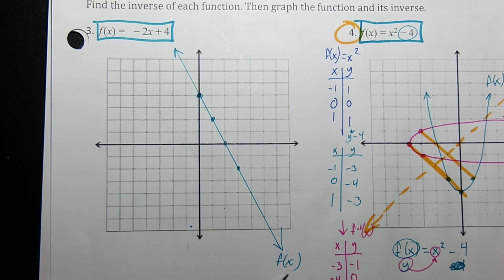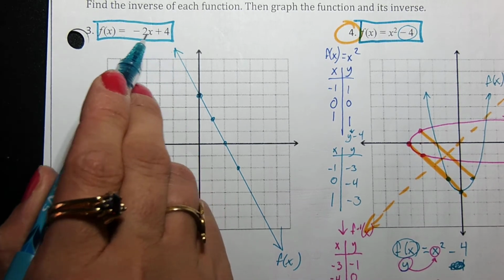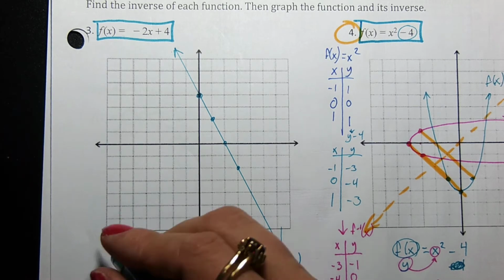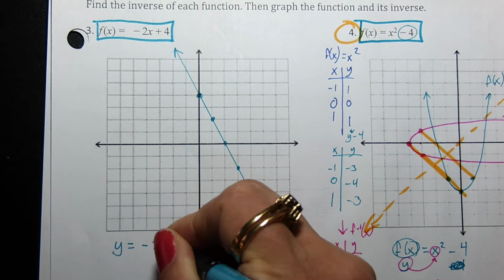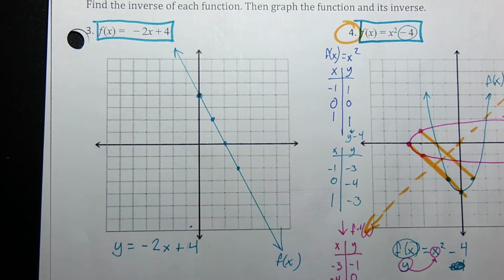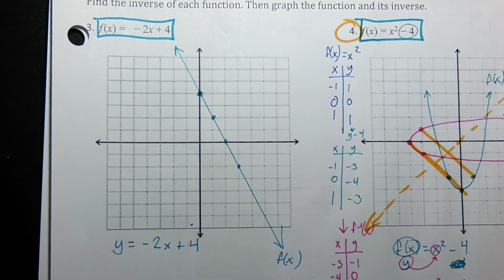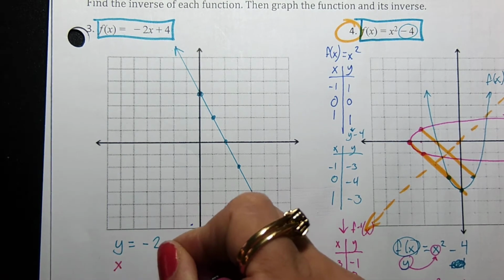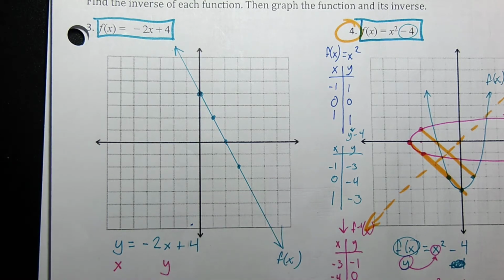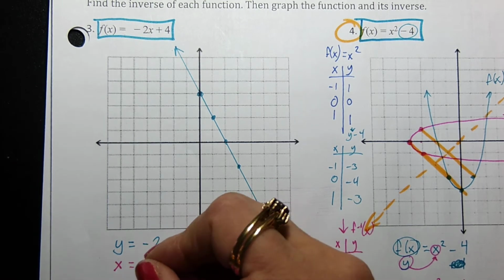So we've got our original function graph. Now, to find the inverse, we're going to follow those steps of, first, replacing f of x with y. Y equals negative 2x plus 4. So still the same function at this point. Next, to actually get the inverse, we switch just the x and y variables. Everything else stays locked in.